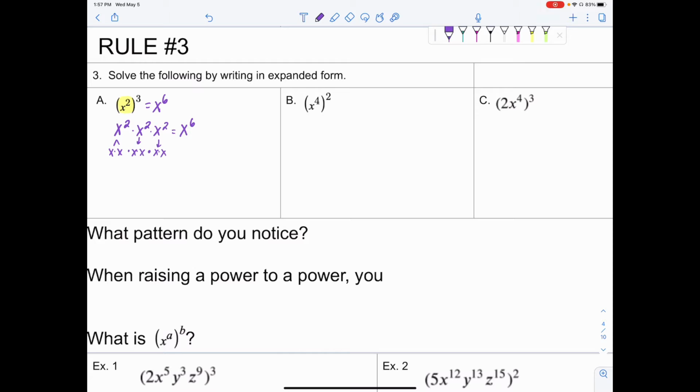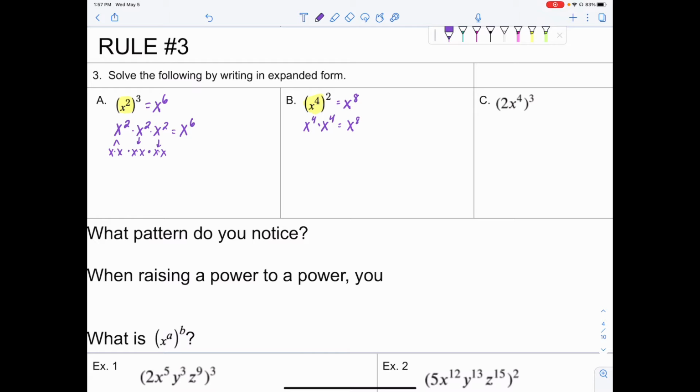B is similar, so this time we're going to square x to the 4th. We're going to multiply it by itself twice. Again, from last time, you guys figured out when we're multiplying the same base, we keep our base the same, and we add our exponents. So 4 plus 4 is 8. So we get x to the 8th.